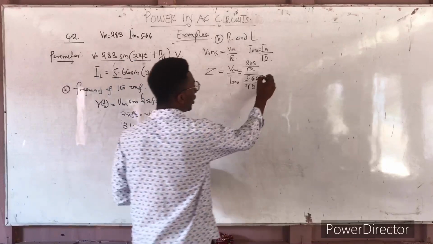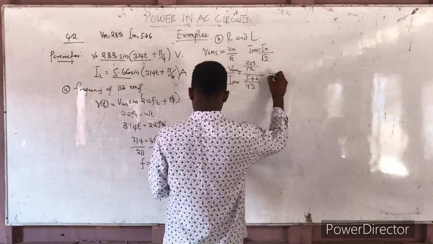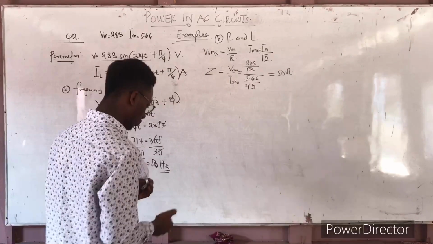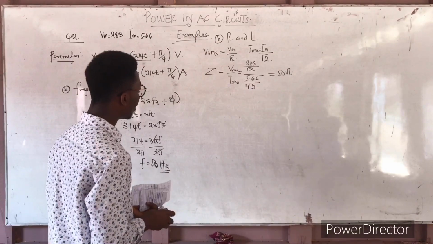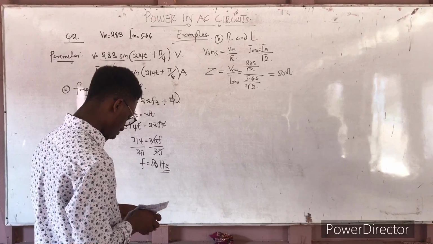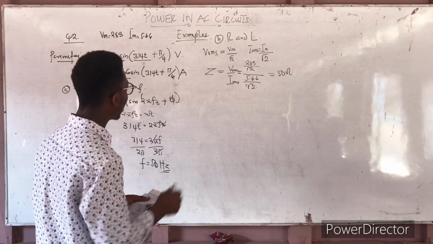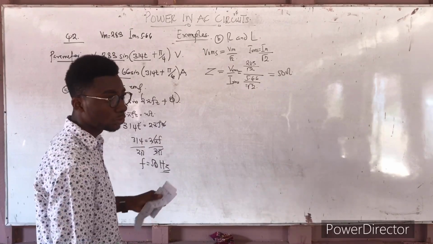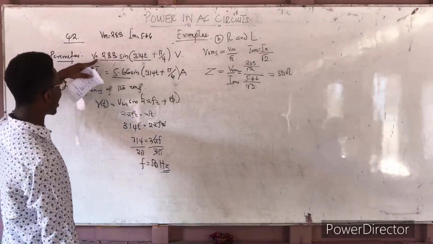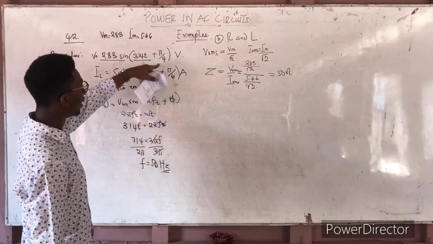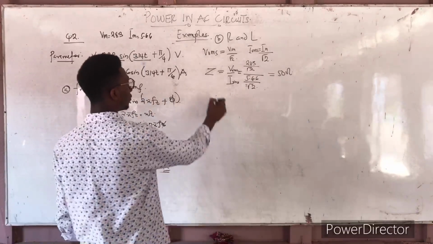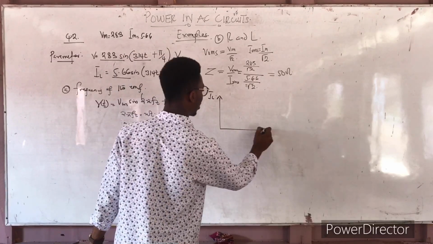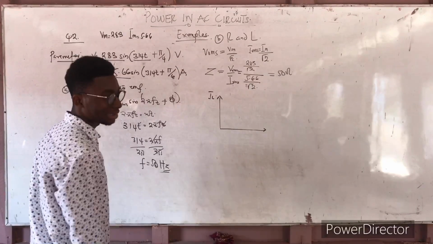Okay, so when you do this, you are getting 50 ohms. After this, you can also calculate the phase angle. We need the phase angle because, within the current and the inductor, we need the phase angle. But take note that we said the inductor will always lead the current.